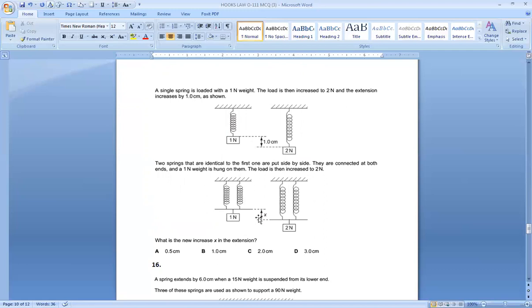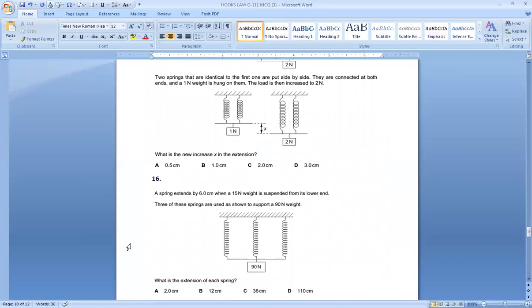Together, they both support 2 Newton. It means they are carrying actually 1 Newton each. So their extension will be half than before. So option is A. The new increase x in the extension is 0.5 centimeter, because instead of carrying the full load, both springs together, each carrying half load.